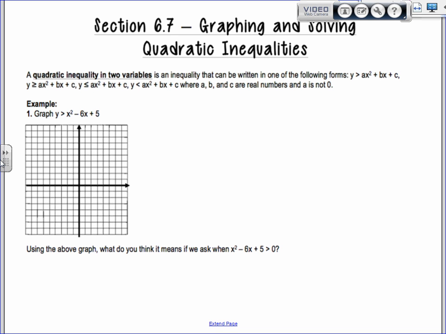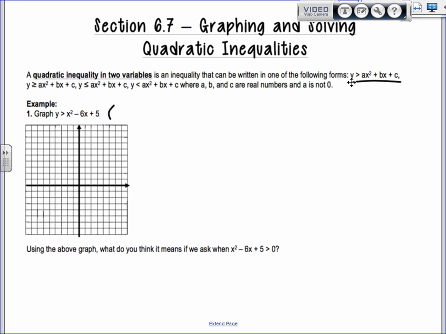So it says a quadratic inequality in two variables is one of these four forms. So you could have y is greater than ax squared plus bx plus c, y is less than, or equal to, greater than or equal to. So one of those four forms. Okay, so it's going to involve some kind of shading, just like lines did, linear inequalities. So in this case, I'm going to graph y is greater than x squared minus 6x plus 5.